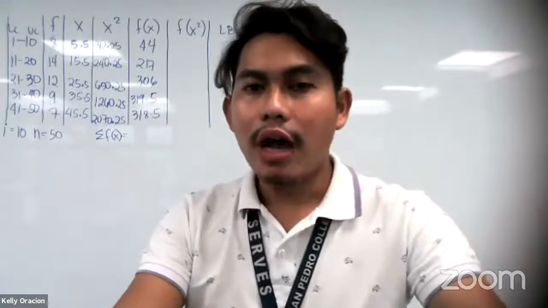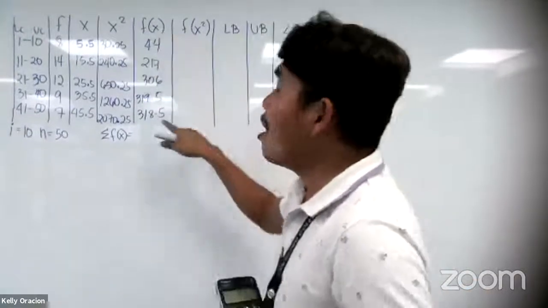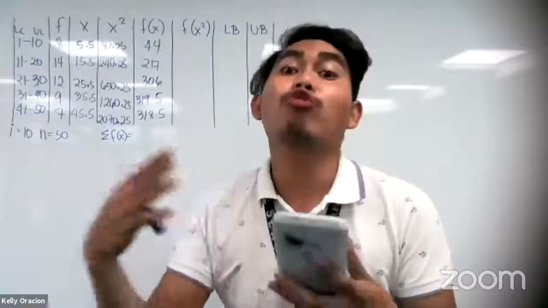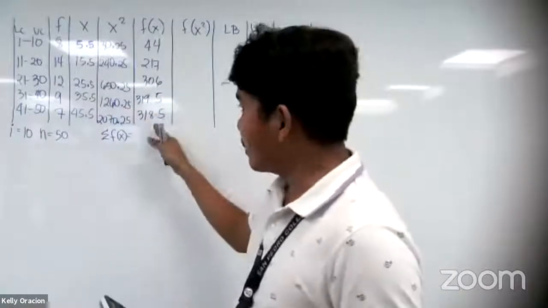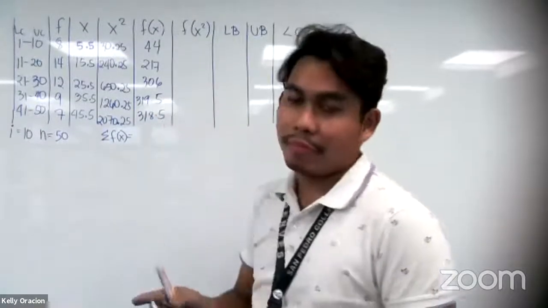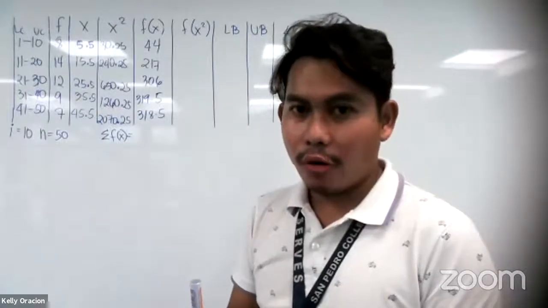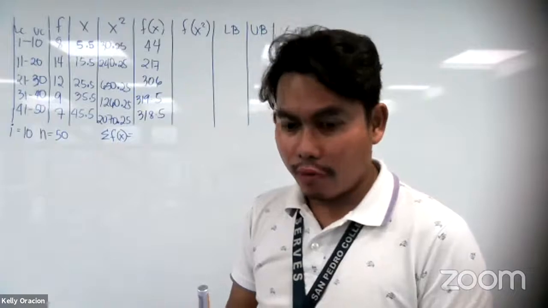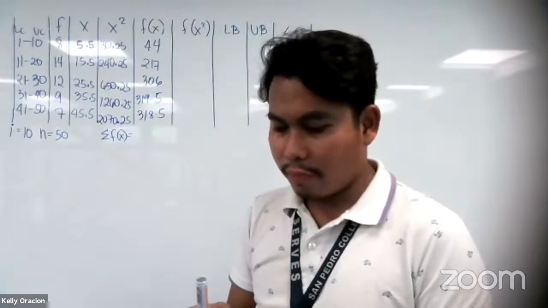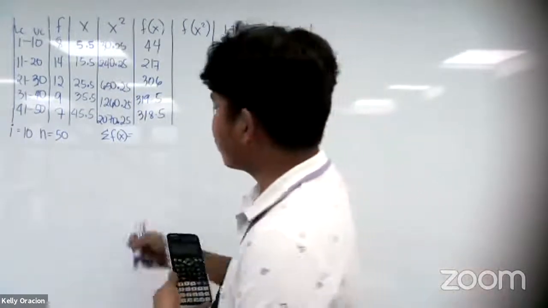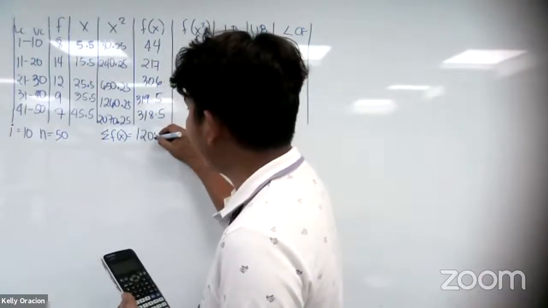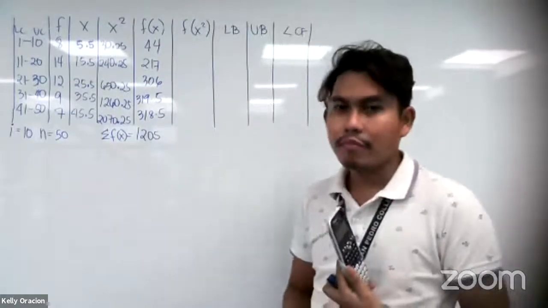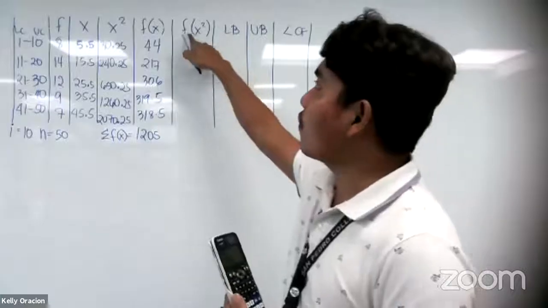Then, to get the summation of fx, which is very important to get your mean, what are we going to do? We are going to add these. When we say summation, it is the total of your fx. So we need to add all of these: 44 plus 217 plus 306 plus 319.5 plus 318.5. So the answer is 1,205.